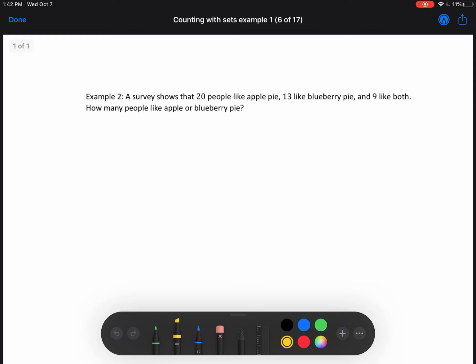Okay, so I guess the first thing I want to point out here is that when you see the word or, you should be thinking of a union. And in fact, we are going to use sets to answer this question. So first, let's start by defining our sets.